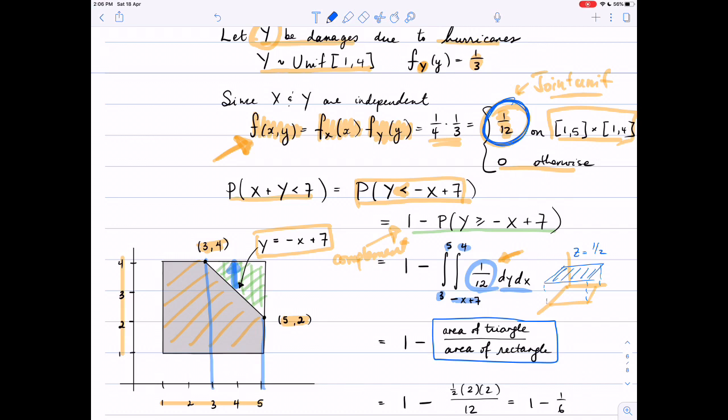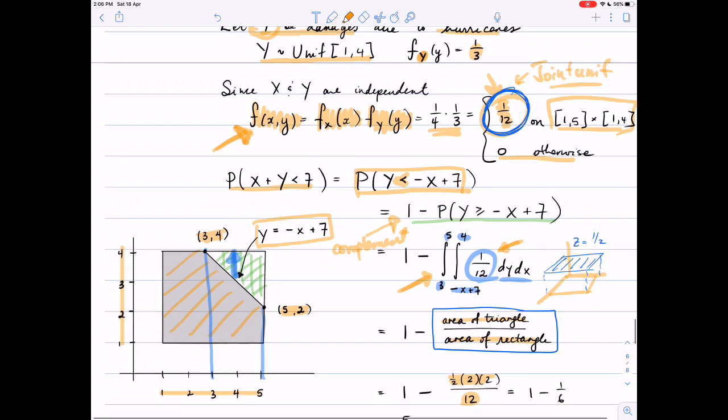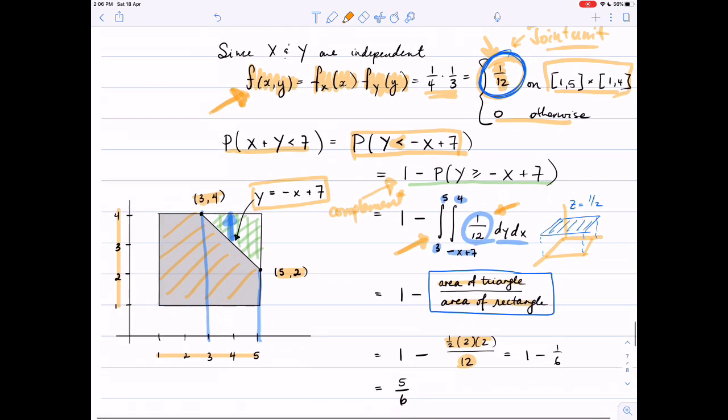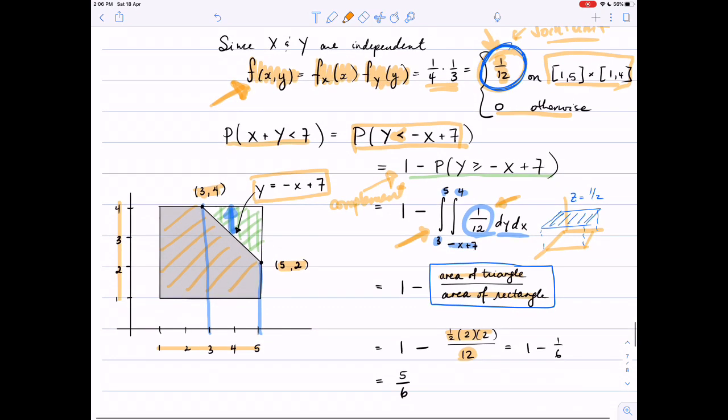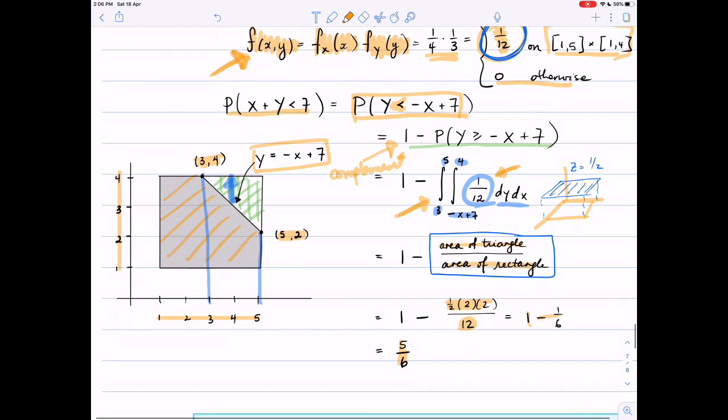And so you can do this integral and calculate it out by hand if you wish, but in this case it is so much easier to do the area of the triangle in green divided by the total area of the rectangle. The total area of the rectangle, you're going to notice, is 12, which is exactly this 1/12 coming into play. The area of the triangle above is 1/2 base times height. To save myself the integration, I have done this geometrically, and I get 1 minus 1/6 or 5/6.